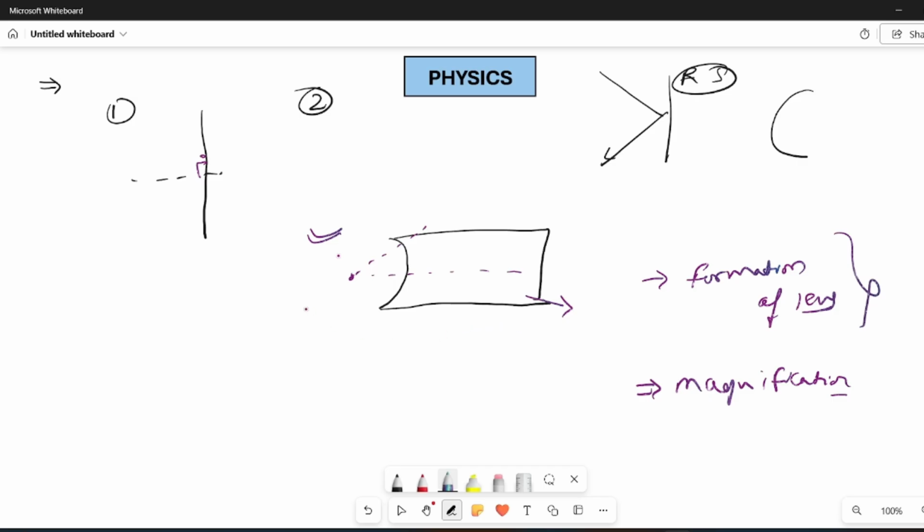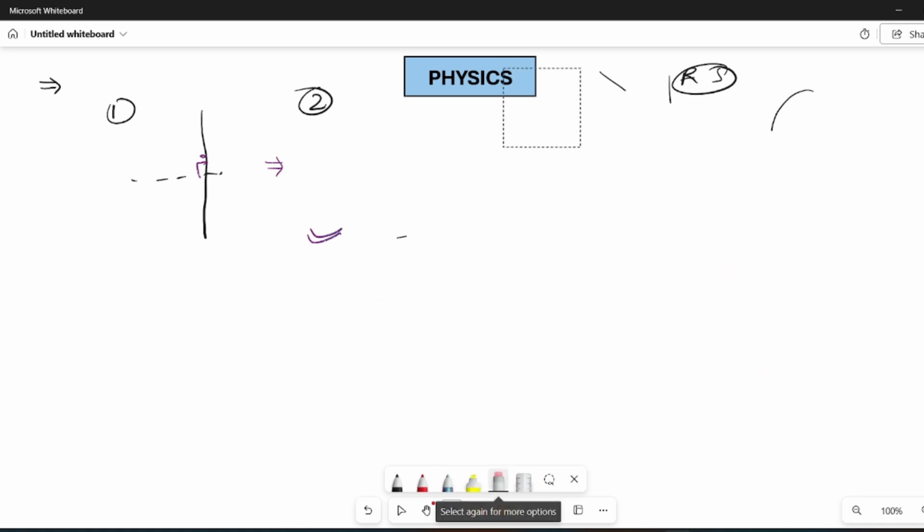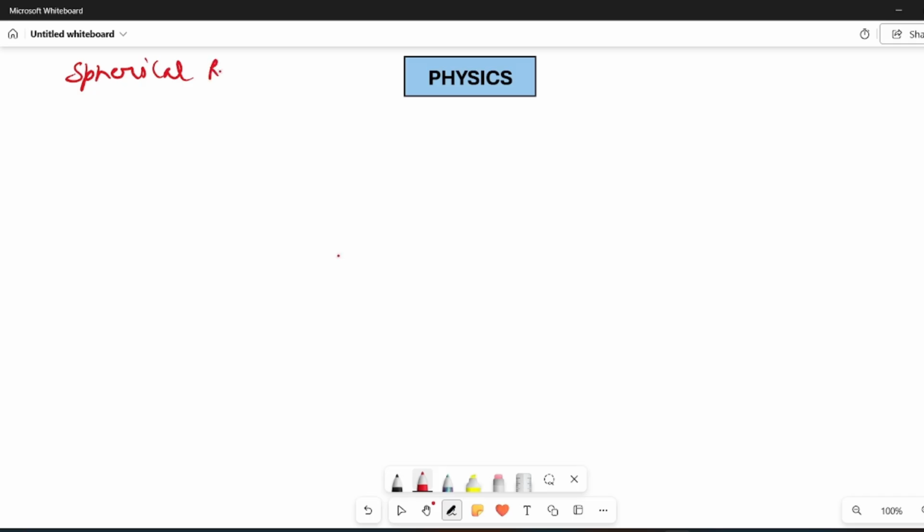For us to understand this concept, this process is known as the creation of spherical refracting surfaces. So the topic is spherical refracting surfaces.